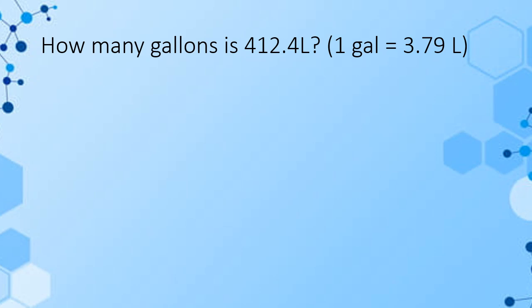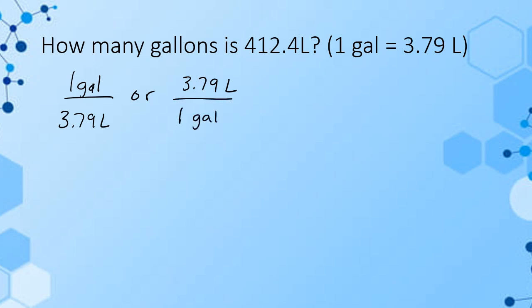If we have 1 gallon per 3.79 liters, we can either write the conversion factor that way, or we can write it 3.79 liters per 1 gallon. Those two conversion factors say the same thing. For every 1 gallon of liquid, you have 3.79 liters, or for every 3.79 liters, you have 1 gallon of liquid. Therefore, we can start with what we know.